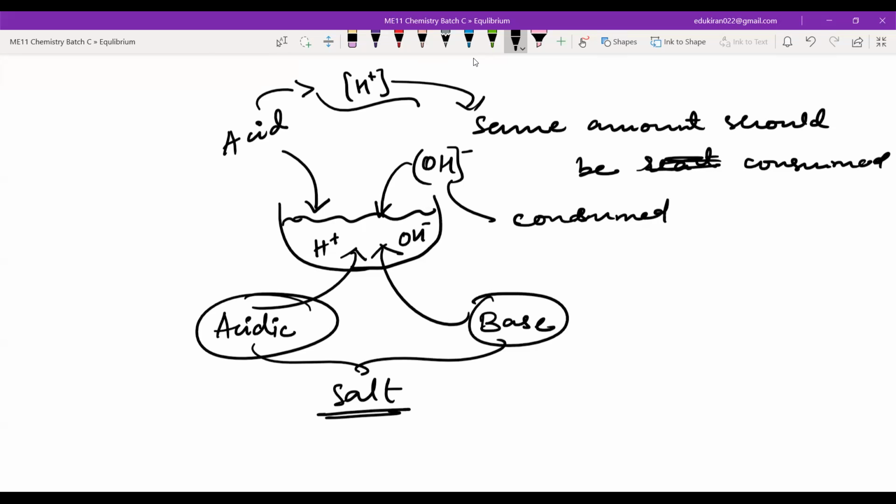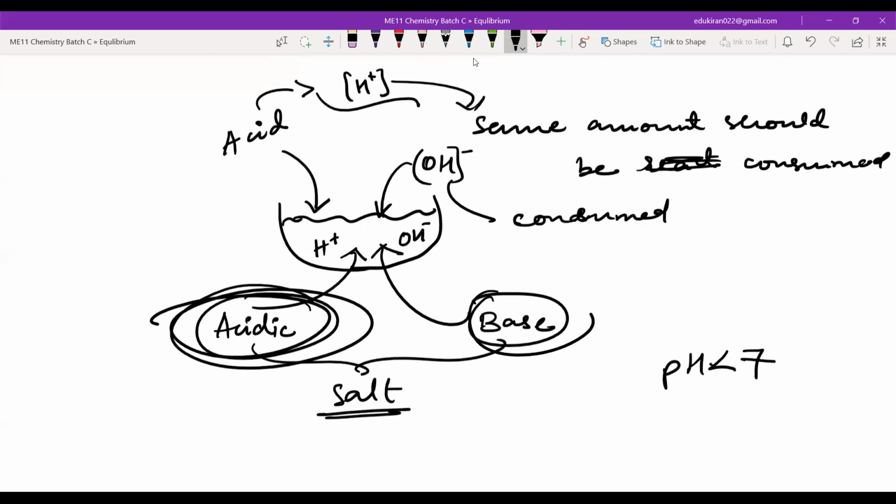Now, if I want to prepare a buffer which is less than 7, okay, the pH is less than 7, then I will increase the amount of acidic content and have some less amount of base. And if I want to create a pH which is greater than 7, then I will just do the reverse. But what should be that acid? What should be that base? We will understand that. First, let us talk about this salt, because we are preparing salt.